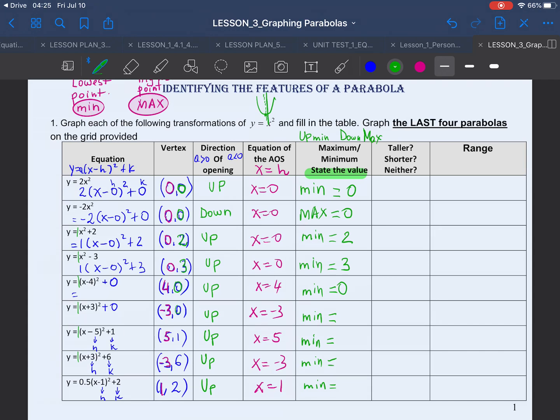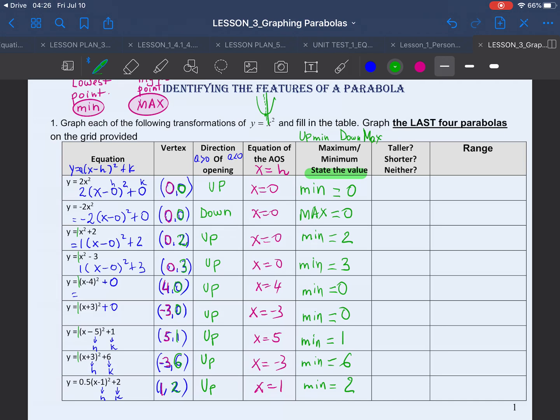This one here is 3. This one is 0 again. Another 0. At 5, 1, then minimum 1. This is a minimum of 6. And this one here is a minimum of 2.